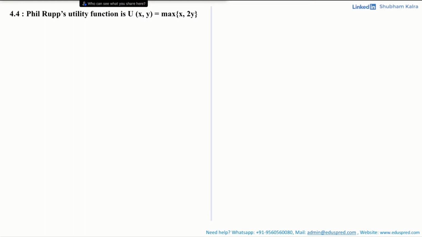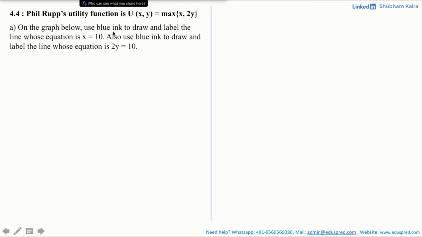In this video, we will be solving part A and part B of question number 4.4. So let's begin. Part A says, Fill Rupp's utility function is u of x comma y is equal to max of x comma 2y. And we are asked, on the graph below, use blue ink to draw and label the line whose equation is x is equal to 10, and use blue ink to draw and label the line whose equation is 2y is equal to 10.